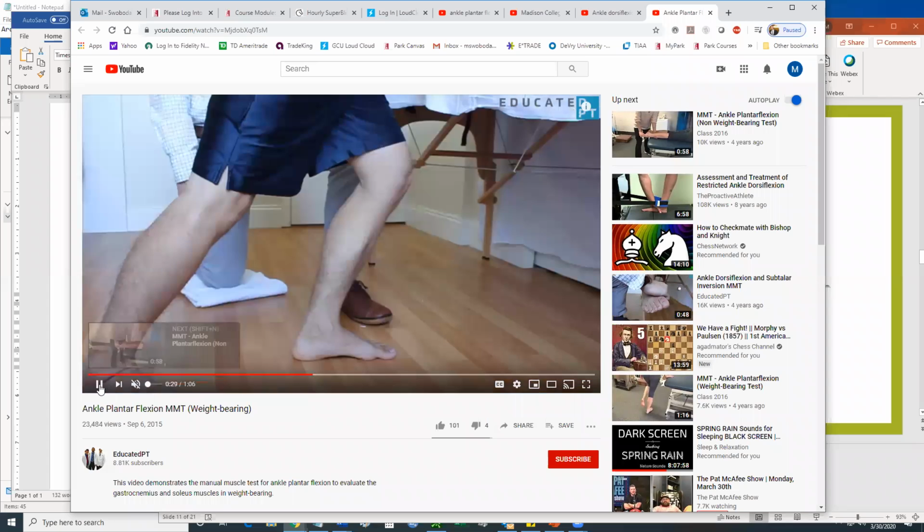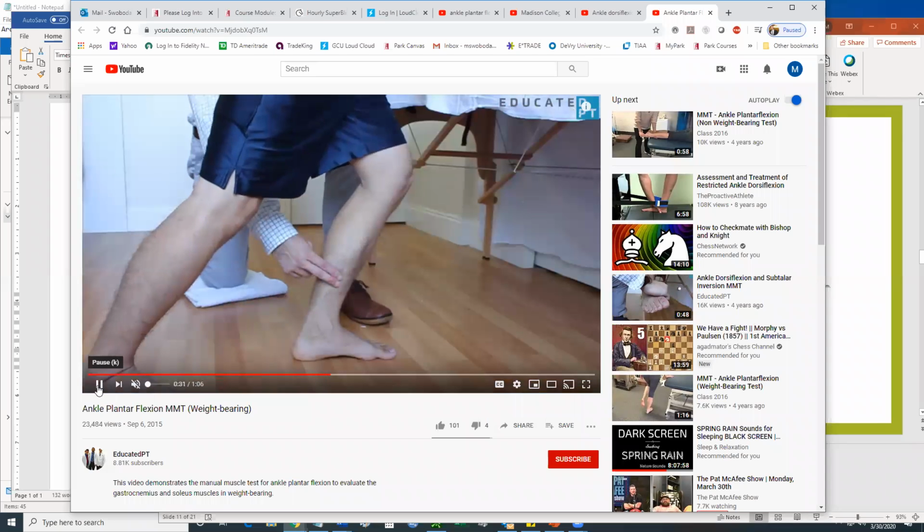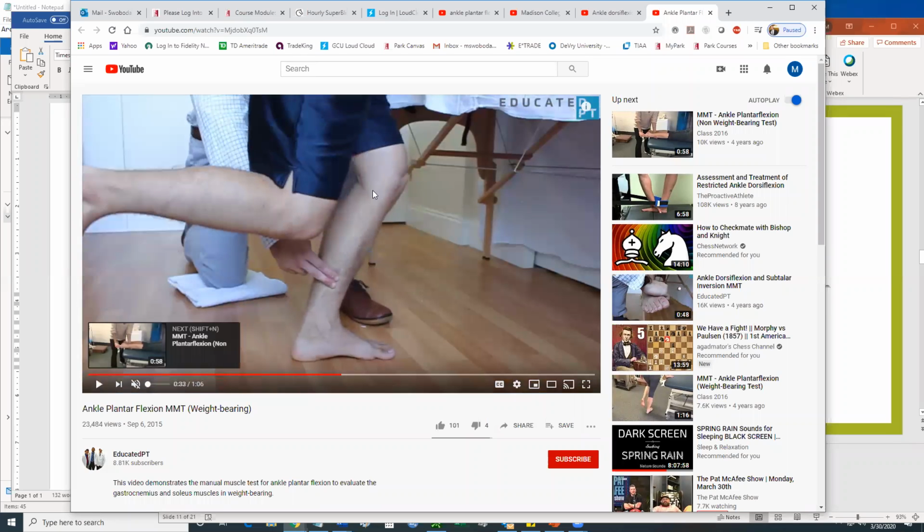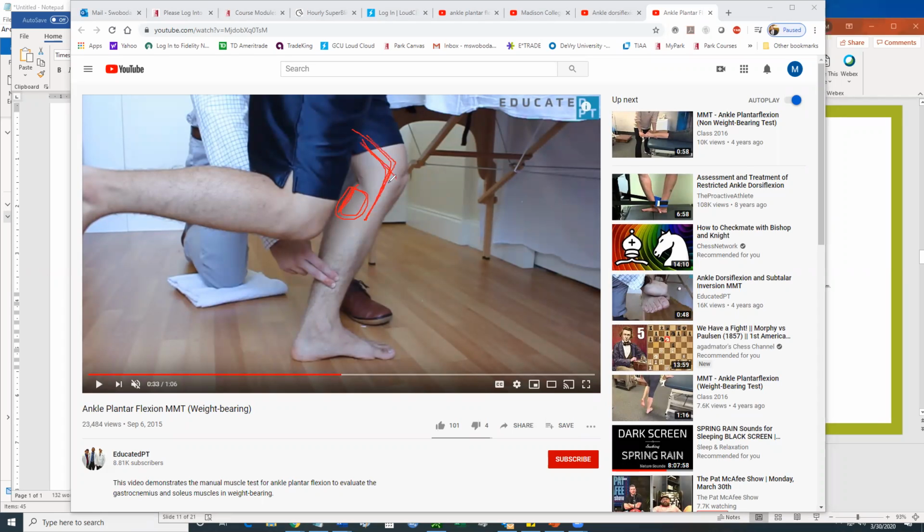Now, when we get to soleus, you see how he has his knee bent, or flexed, here. The whole reason it's bent, again, is to make sure that gastrocs kind of goes away. You can still see some tension up here, and that's what you're going to get out of gastrocs when your knee's bent.